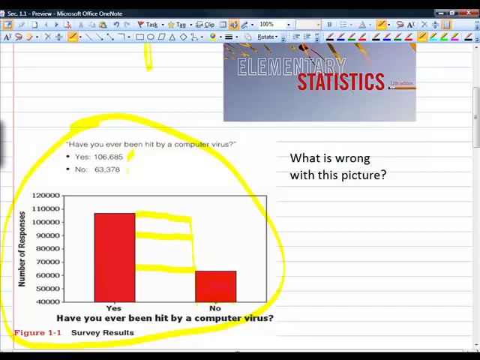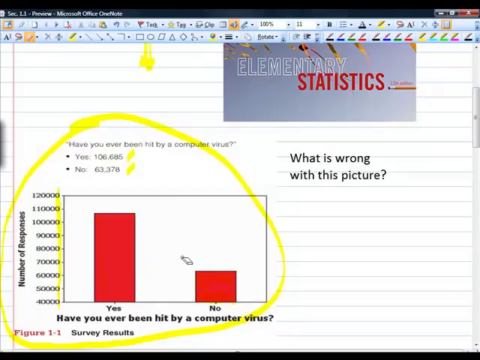But if we look at the number of actual respondents, we see that there's not 3 times as many yeses as there are no's. As a matter of fact, there's not even 2 times as many yeses as we have no's. Because if we doubled the 63,000, that would be putting us well over 120,000, and this is only 106,000. When we don't start our axes for scaling at 0, then that can introduce bias or cause a misleading representation. The axis throws this off, and because we're only looking at the top half of the graph, the scaling looks more pronounced than what it really is.